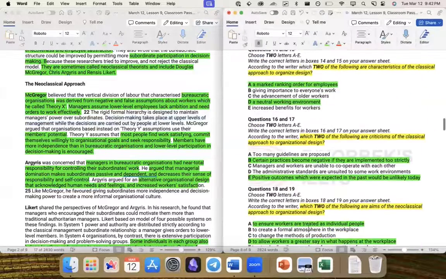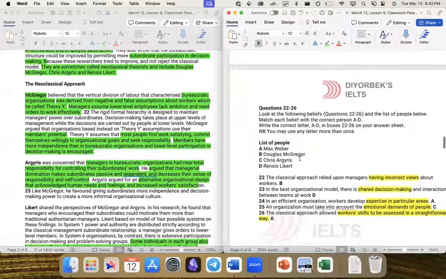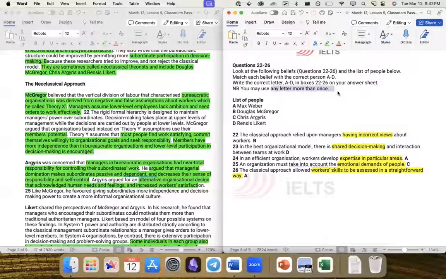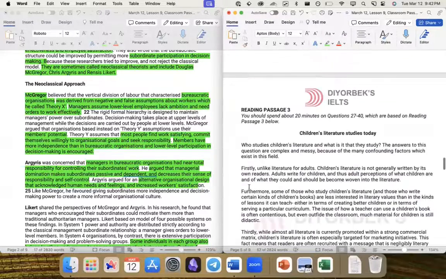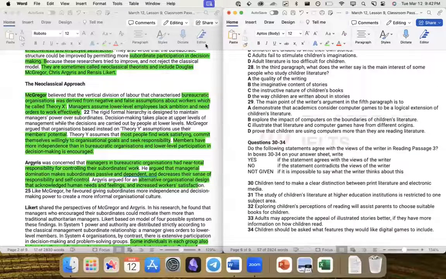So let's see if we've chosen A, D, B, E, A, D again, C, E. You may use any letter more than once. Obviously, there are 5 questions, so you're going to have to use one letter more than once. All right, now we're going to do another passage.